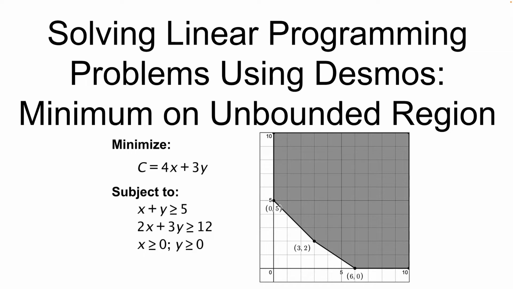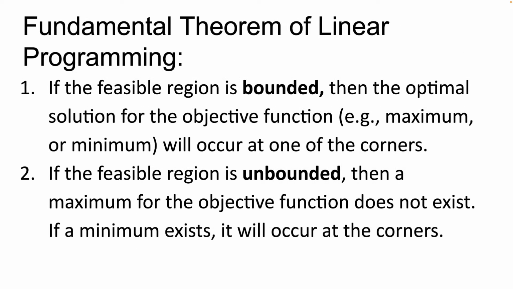Let's get started. As you're solving linear programming problems, it's good to remember the fundamental theorem of linear programming. This says if a feasible region is bounded, then the optimal solution for the objective function, meaning the maximum or minimum, will occur at one of the corners. If the feasible region is unbounded, then a maximum for the objective function does not exist. If a minimum exists, it will occur at one of the corners.